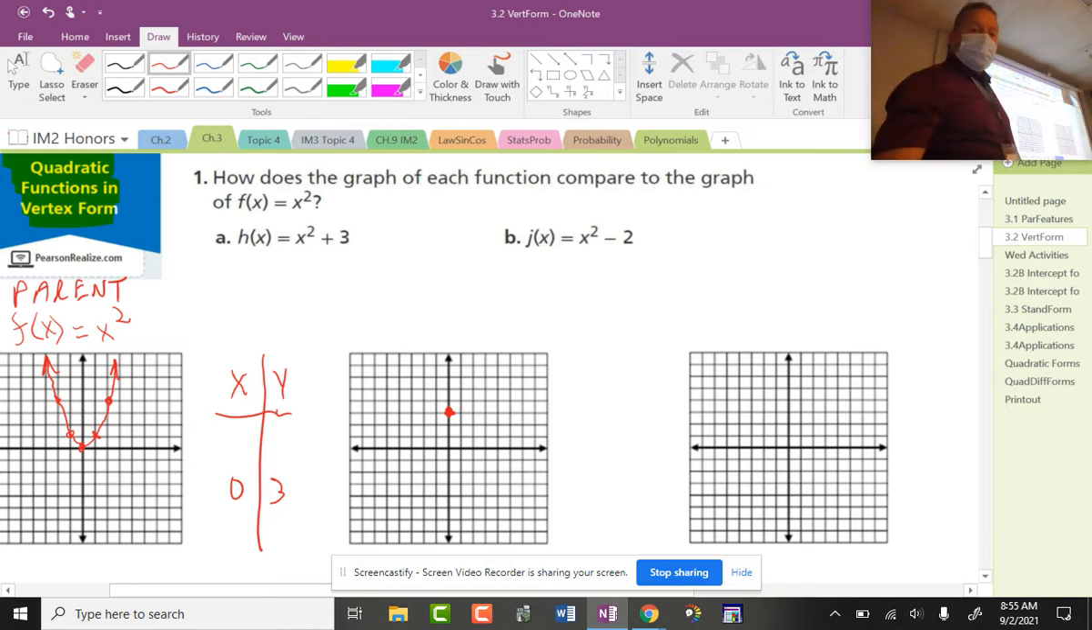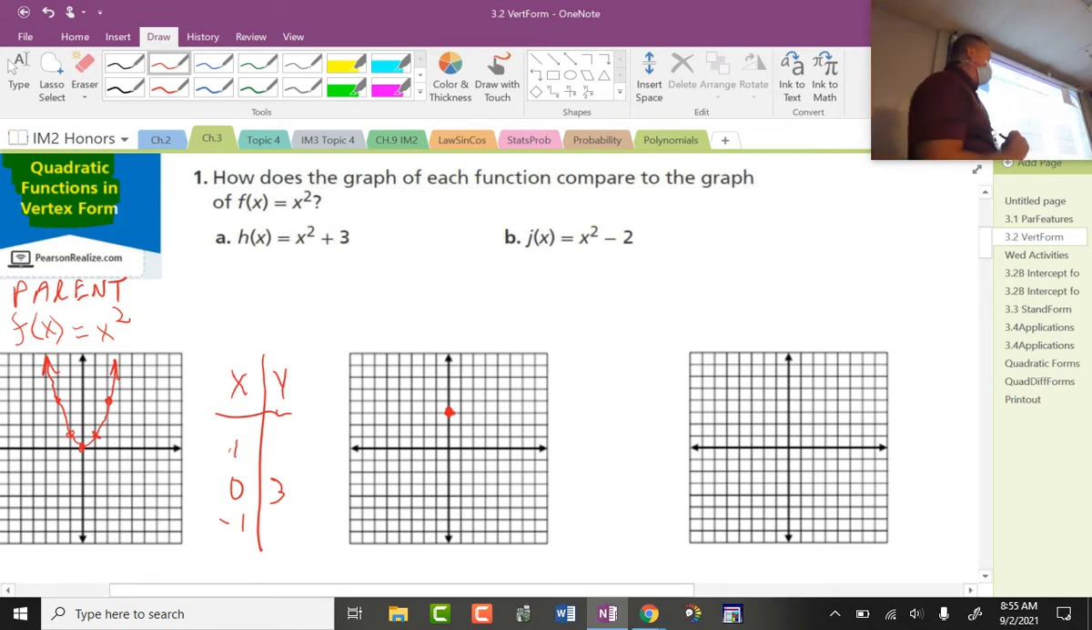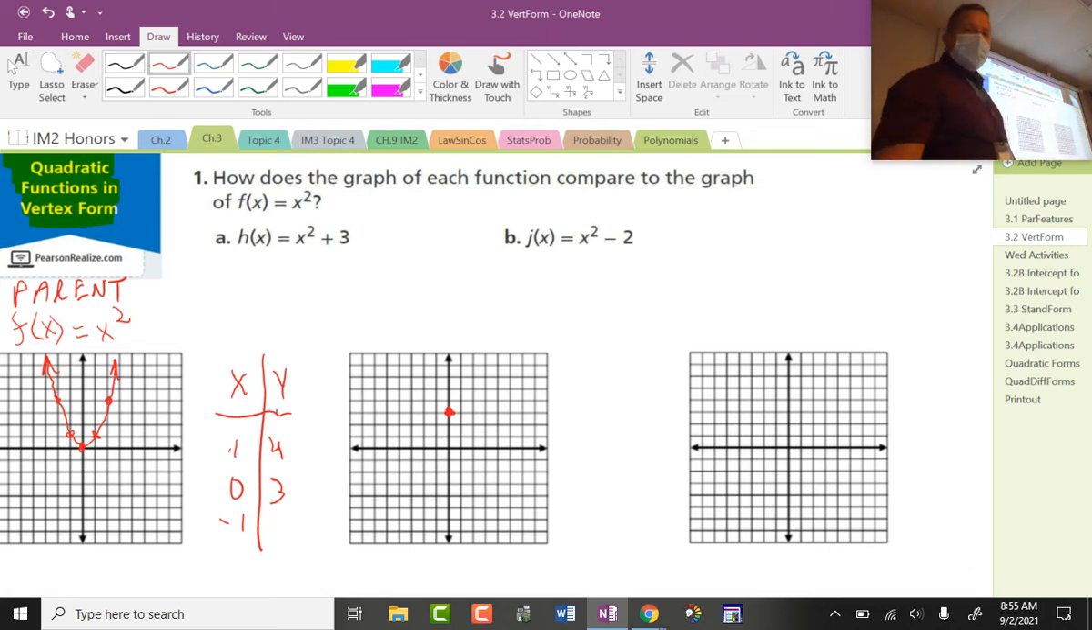Now, how do you find the next coordinates? Each coordinate 1 away from 0. And then I'll prove that this is the vertex. What you'll start seeing right away is the symmetry aspect. Exact same y values. 1 squared is 1. 1 plus 3 is 4. I should get the same thing with negative 1 if 0, 3 is actually the vertex. Negative 1 squared is 1. 1 plus 3 is also 4. 1 comma 4. Negative 1 comma 4.